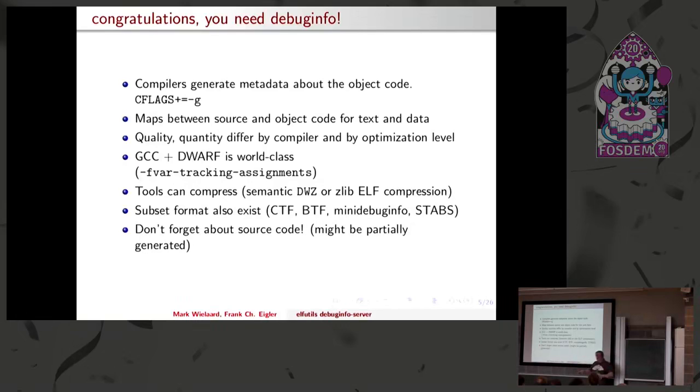So for the debugging info, basically compilers these days are pretty good. Always use -g, and you do use GCC, which has variable tracking assignments, which makes things really, really nice. And don't disable them. The kernel disables variable tracking assignments, which makes debugging kernel code really annoying.